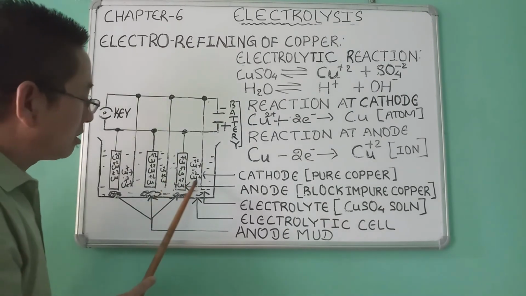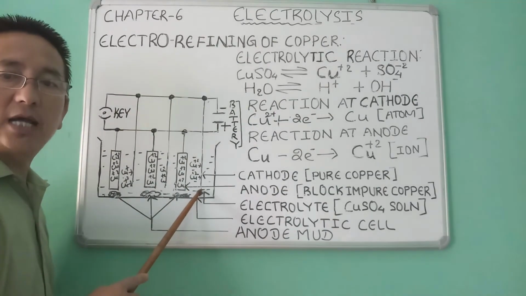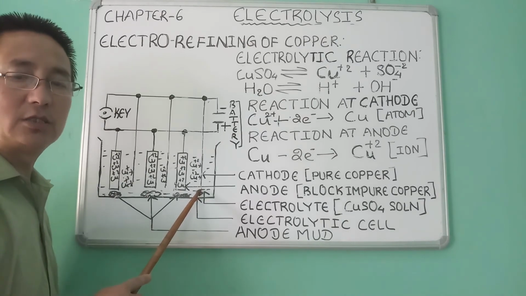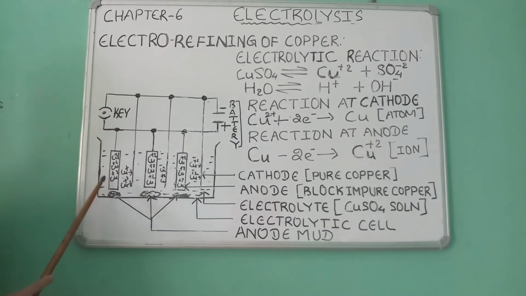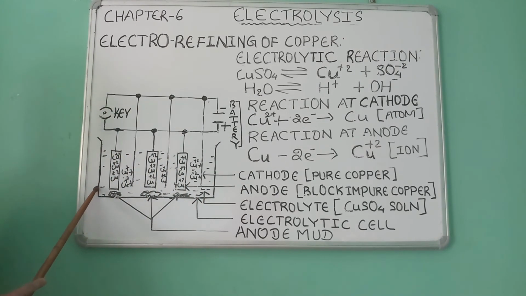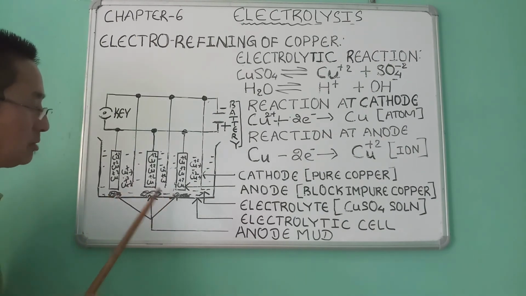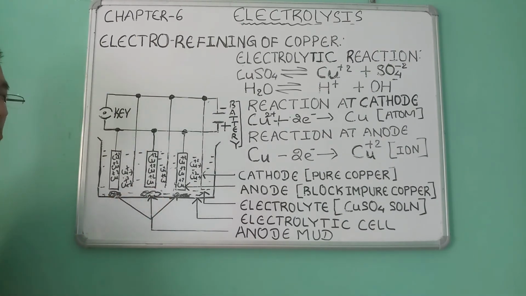What will you observe at the cathode? The size of the cathode increases. What will you observe at the anode? The size of the anode decreases. What is anode mud? The impurities which get deposited at the bottom of the anode are called anode mud.